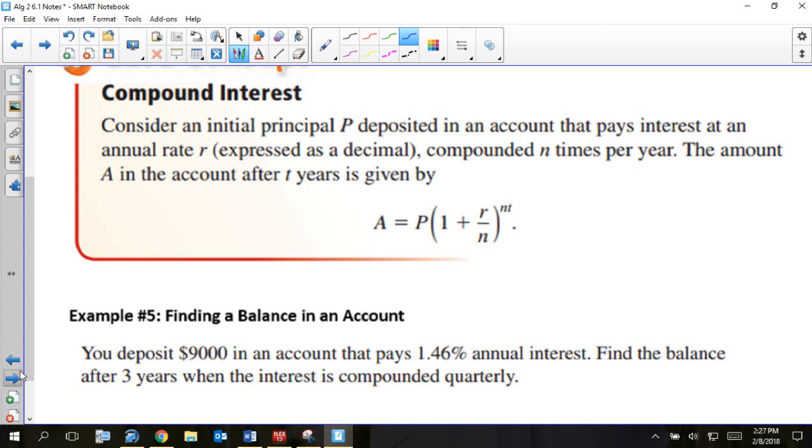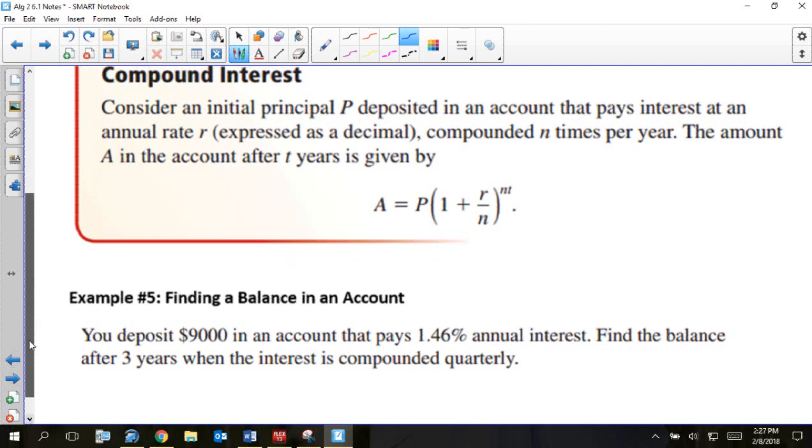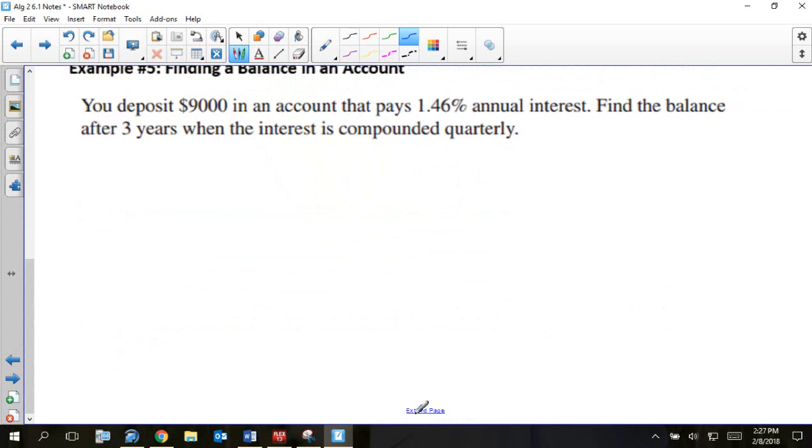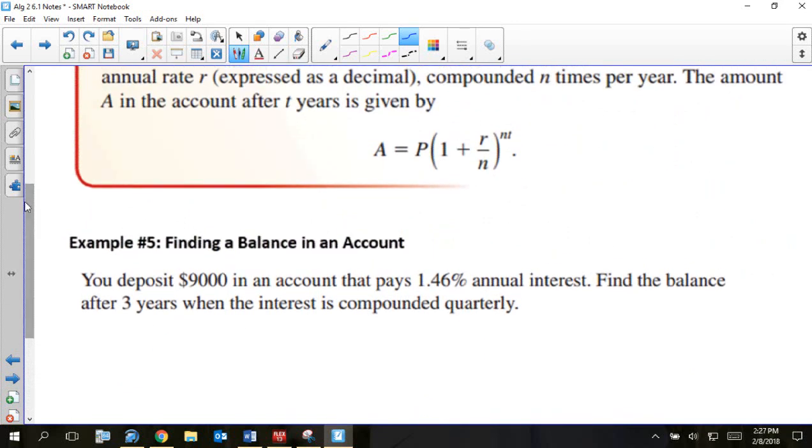If it is compounded 12 times a year, do you know what they say? No, but that would be once a year if they said yearly. Monthly. They would say monthly. If it was 4 times a year, it would be quarterly. So you might need some English help on these. You're not sure.